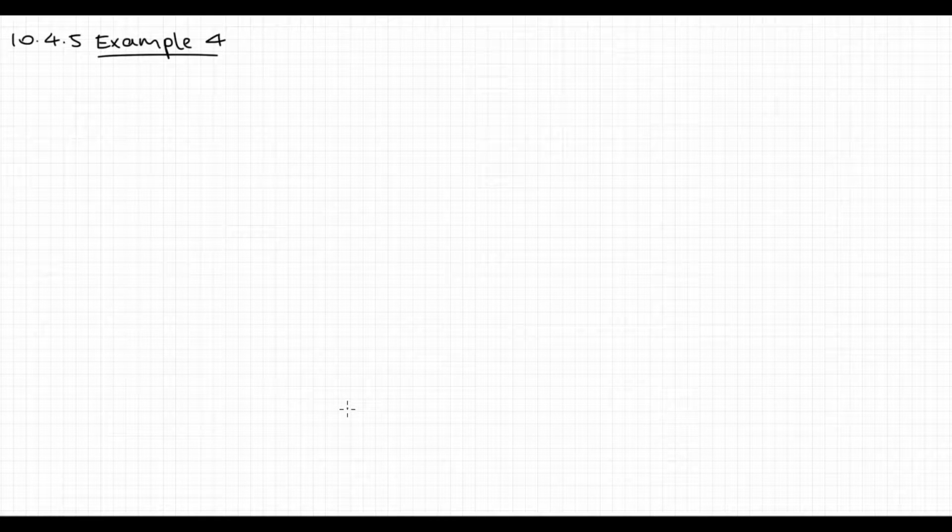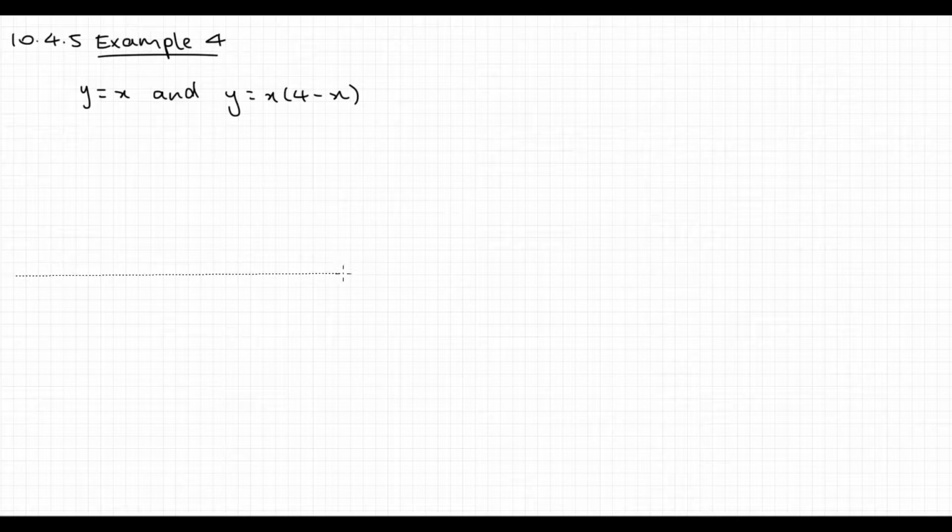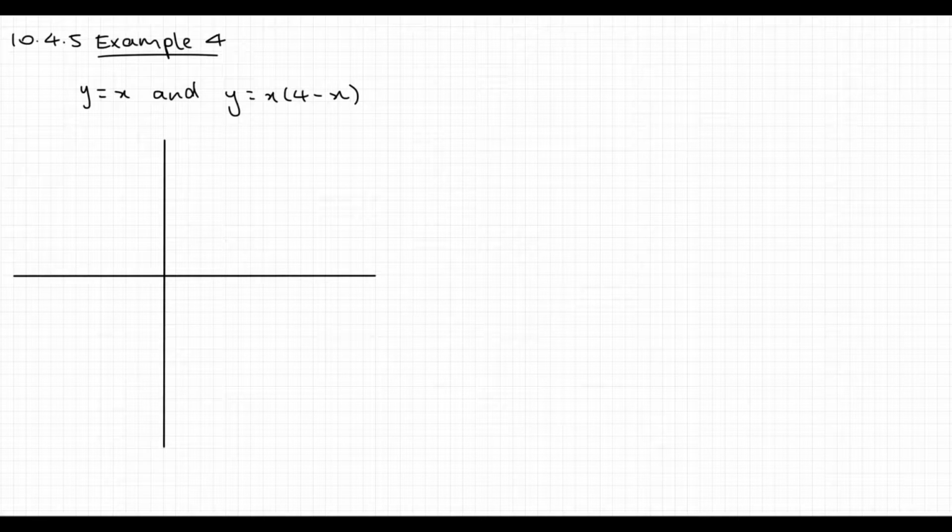Example 4. We want to sketch the region enclosed between the lines y equals x and y equals x times 4 minus x. So if I get the number plane out, say we've got the x-axis here and the y-axis here, labeling the axes, I've got y, x, origin.